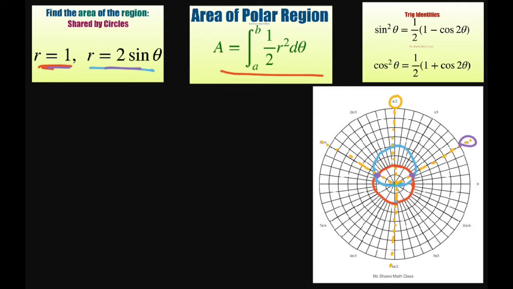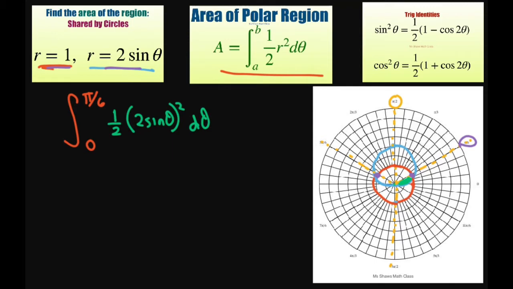Now we're going to have to set up our integral. We're going to set it up as the integral from 0 to pi divided by 6 for this piece here. That's going to be for sine. So this is going to be 1/2 of 2 sine of theta, then we're going to square it, d theta.